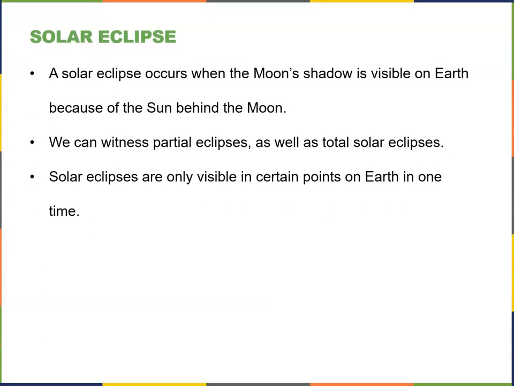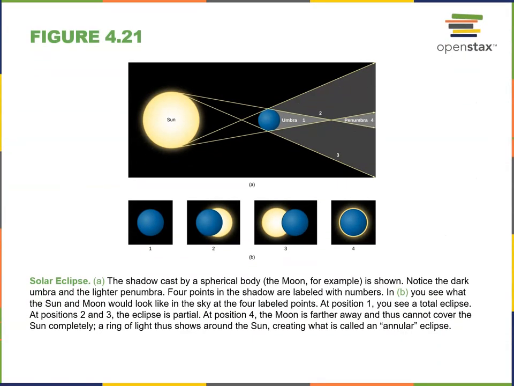A solar eclipse occurs when the moon casts a shadow on Earth. We can witness both partial and total eclipses. However, we can only see an eclipse at certain points on Earth. Solar eclipses occur when the moon blocks light from the sun. During a solar eclipse, some points would see a partial eclipse, whereas one point would see the moon directly over the sun. However, the moon does not completely block the sun. The sun's corona is visible around the moon.